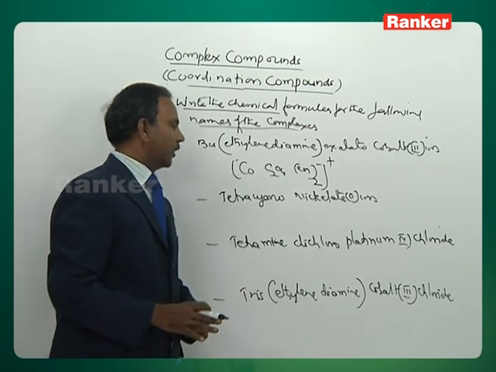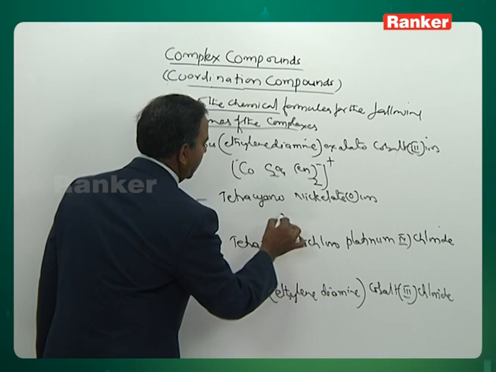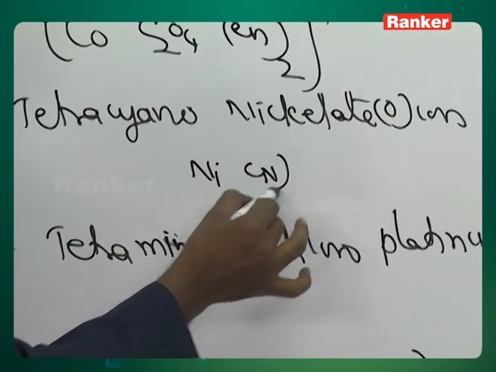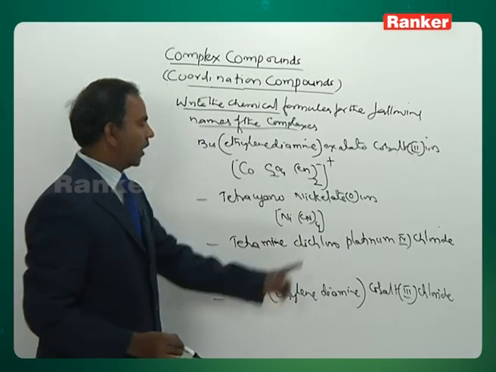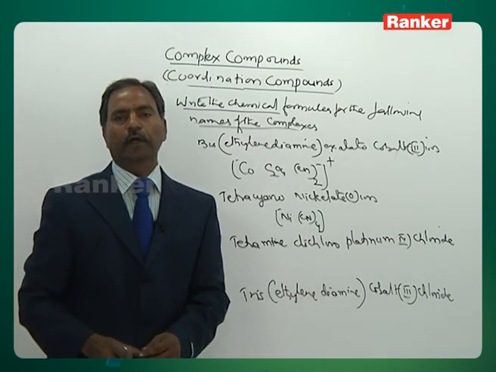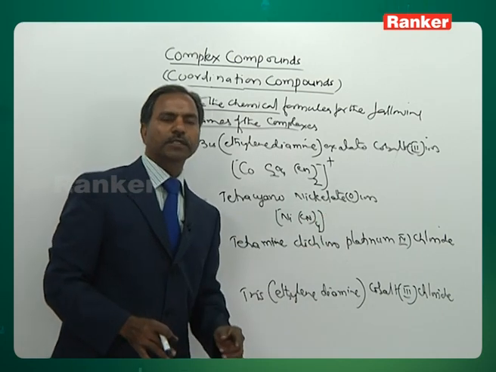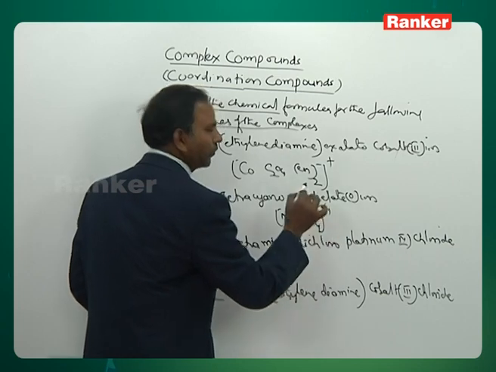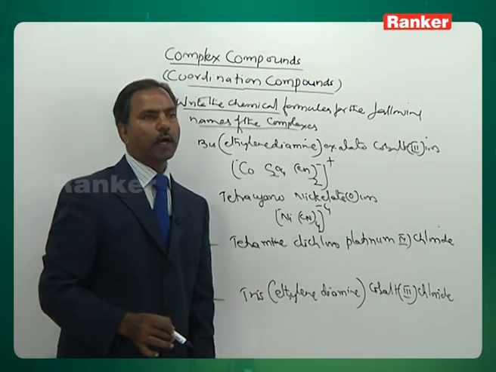Coming to the next one, tetracyano nickelate 0. First you write nickel, the metal, only one type of ligand is there. Then you write tetracyano. Then nickelate 0. Nickelate stands for it carrying negative charge, the anionic complex. Moreover, you have to make the oxidation number of nickel 0, then 4 charges you have to put. Then it is tetracyano nickelate 0 ion.